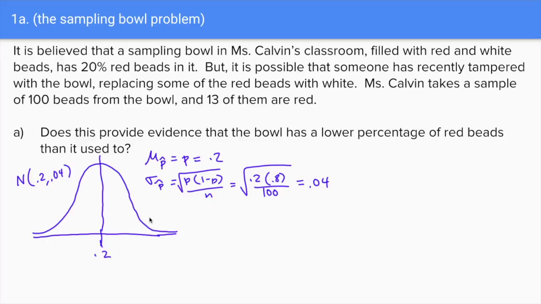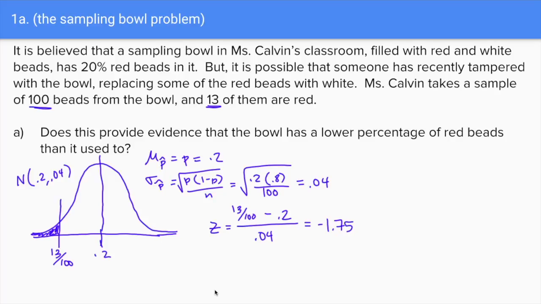And again, I'm finding the probability of a sample proportion having 13 out of 100. So 13 out of 100, 13%, is down here somewhere, and we're going to do that or less. So I'm finding a z-score. My observed value is 13 out of 100 minus my mean, which is 0.2, divided by my standard deviation, which is 0.04. And that comes out to negative 1.75 as my z-score.